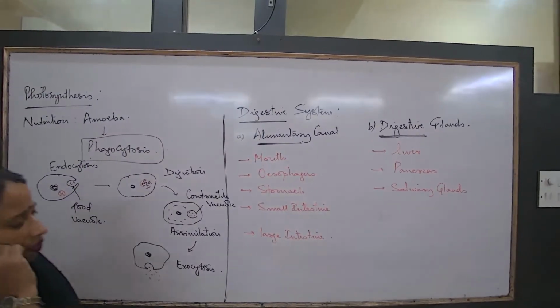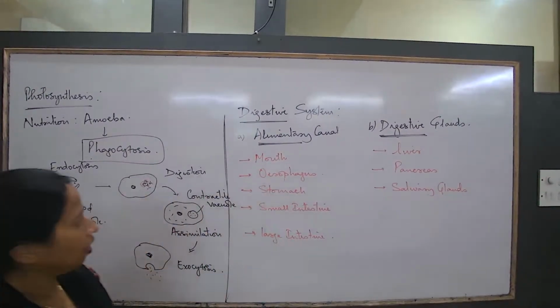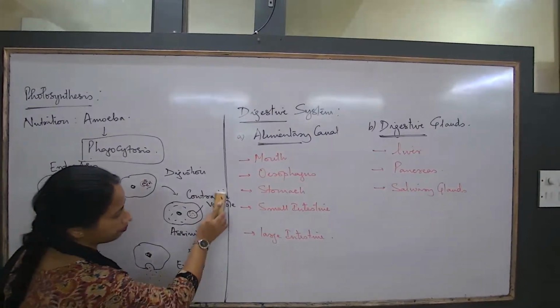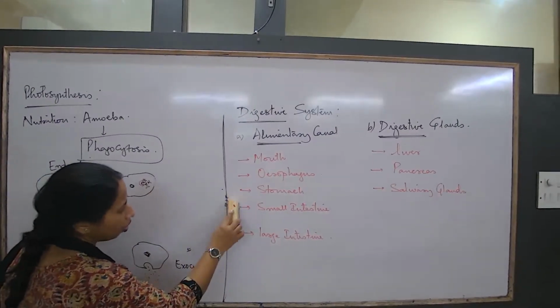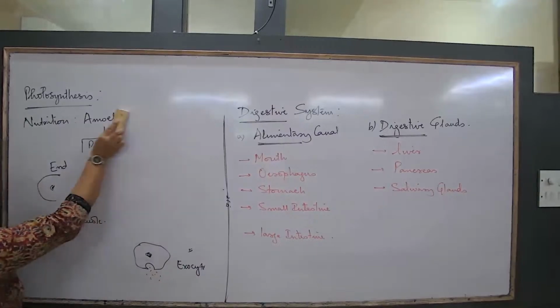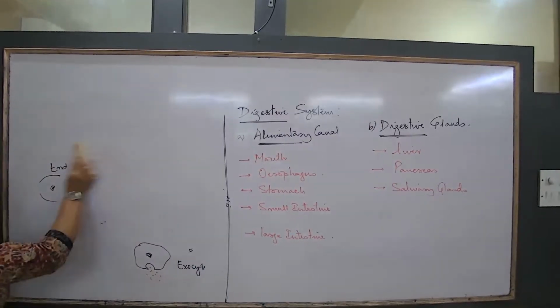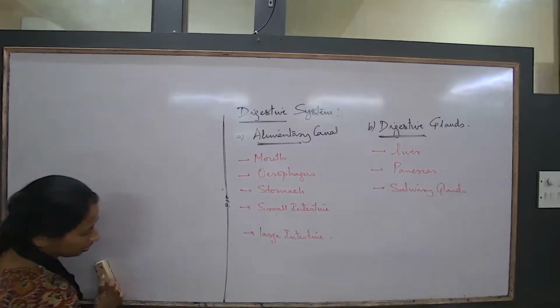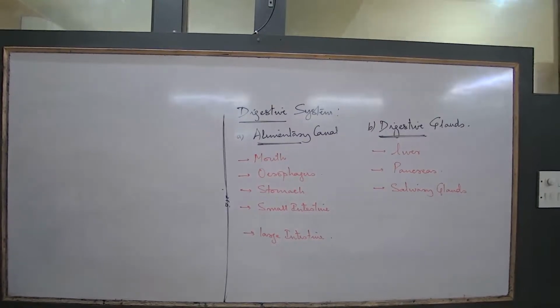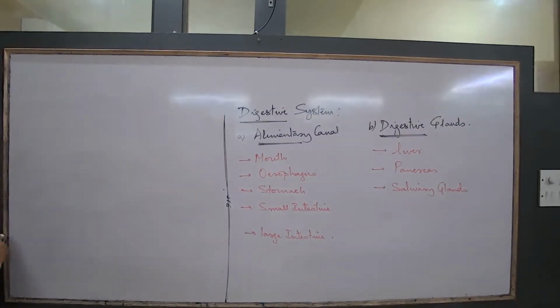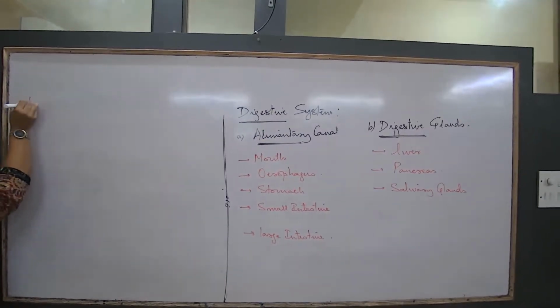Now let us talk about the parts one after the other. I start with the mouth, also known as the oral cavity. We are talking about the parts of the alimentary canal, one after the other. I start with the first part of the alimentary canal, that is the mouth.